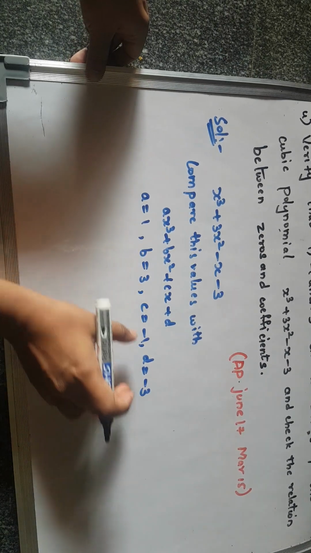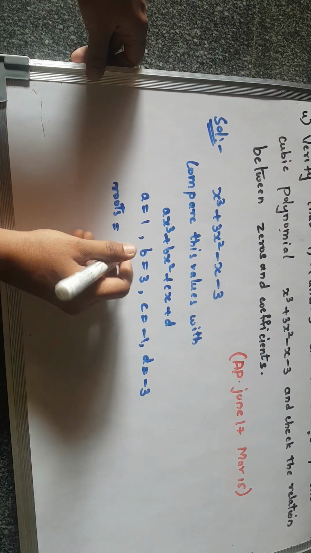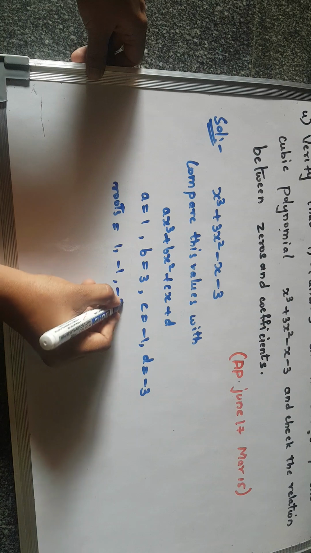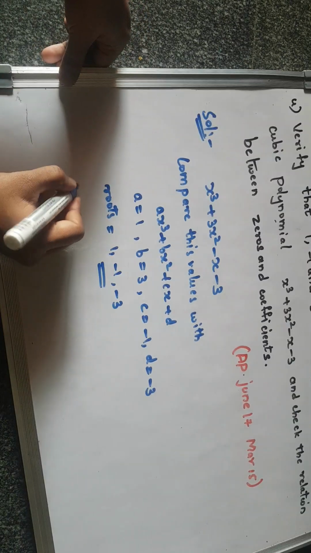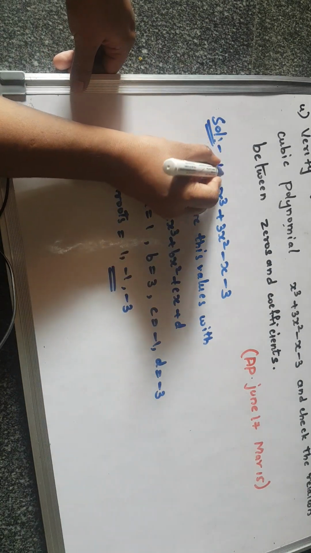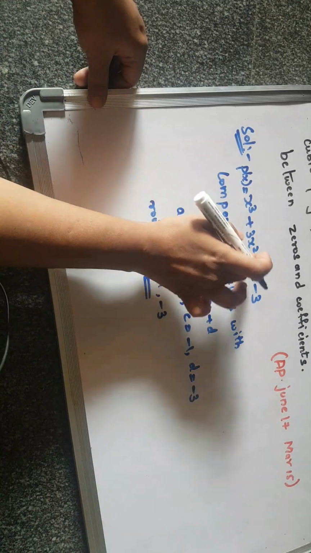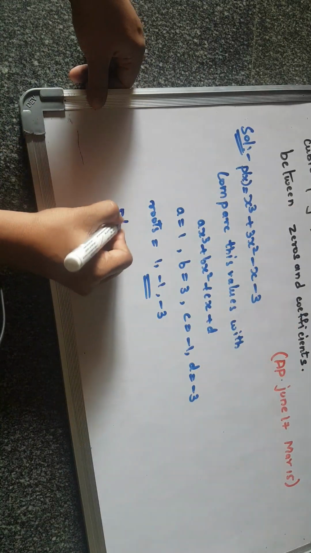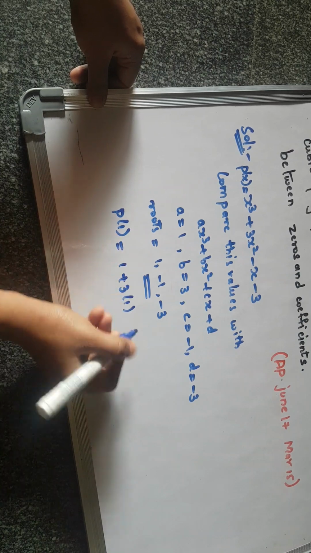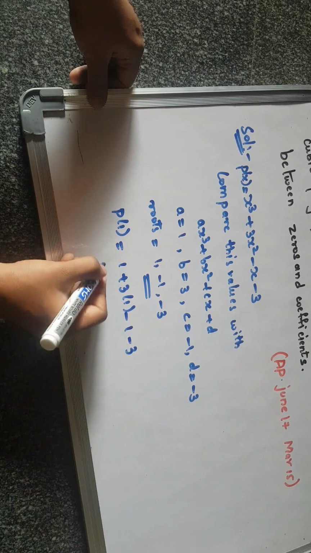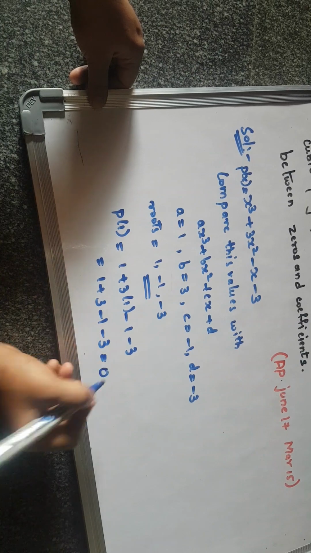So comparing these values, what are the roots given? Roots are given as 1, minus 1 and minus 3. These are the roots given. So this is the polynomial p of x. We have to put these values in the places of x and find. So p of 1 equals 1 plus 3 into 1 minus 1 minus 3, means 1 plus 3 minus 1 minus 3. This value becomes 0.